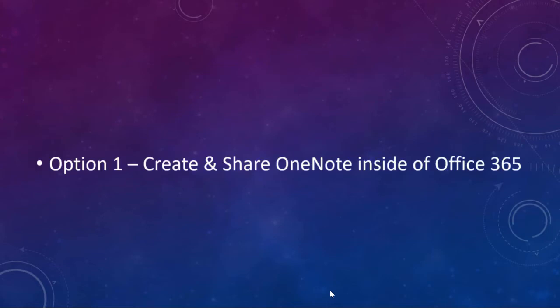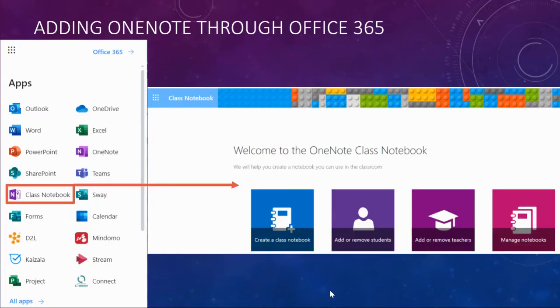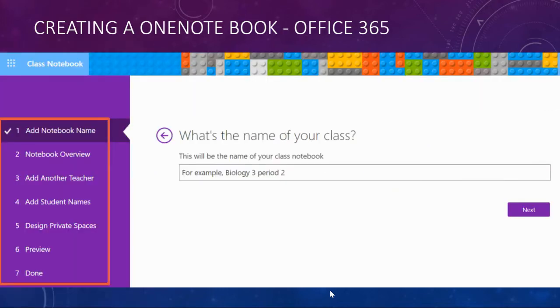Option one is to create and share a OneNote class notebook from directly inside of Office 365. In order to do that, click on the ellipsis symbol and click on the option called Class Notebook. This will enable the online utility, which will give you the ability to create that OneNote class notebook, but also to add users such as staff and students and to manage previously created notebooks.